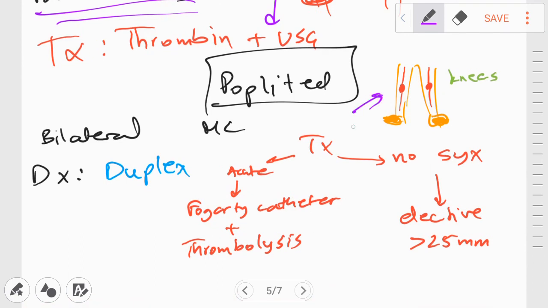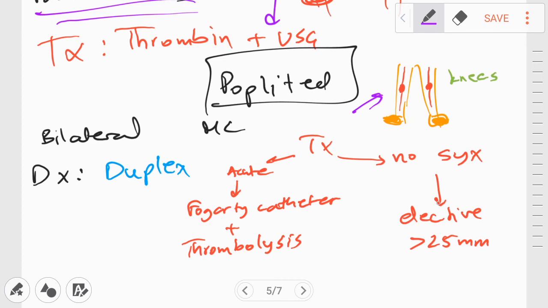You can see in the diagram that the location is just at the level of the knee, and most commonly it presents bilaterally, in both legs at the same time. The diagnostic investigation that you have to do is duplex, and the therapy depends on two things: whether the patient is asymptomatic or presents with an acute presentation of the popliteal aneurysm.